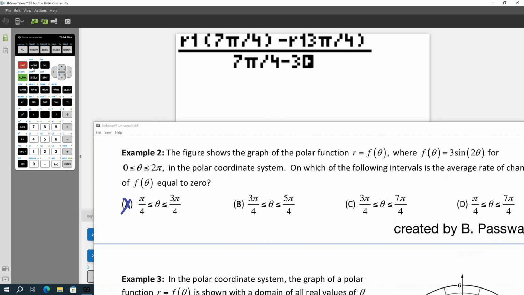I just saw a mistake I made typing it in, so we'll go back and fix that. So I think if I don't do these parentheses here, it will mess up. Okay, let's see. There we go. There's our 0. All right.